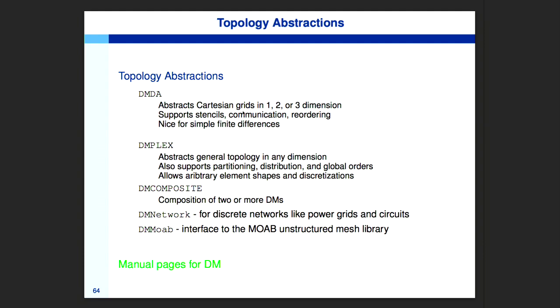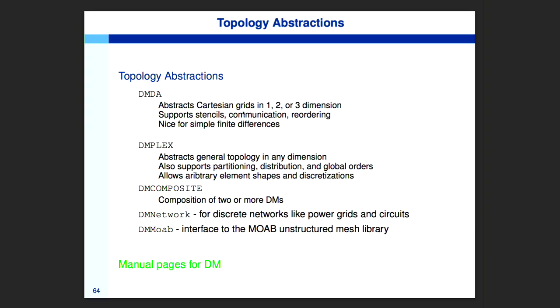So briefly, we have support for a couple different approaches. DMDA is the support for Cartesian meshes. So these are logically regular meshes that are very nice for simple finite difference problems, and some of the examples that you'll see today use those. DMPlex is more general topology that can handle any dimension. It's more complicated, but more flexible.